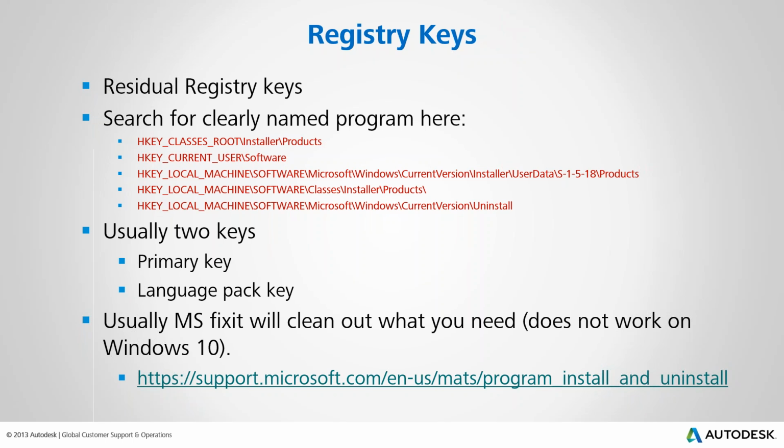There's usually going to be a couple of keys for each product. There's going to be the primary key for the main product itself, so AutoCAD 2016, sticking with that as an example. And then there'll also be a key for the language pack. Even if you install it in English, English still counts as a language pack in terms of how the installer works. So there'll be a key for main AutoCAD 2016 itself, and then a key for AutoCAD 2016 language pack.